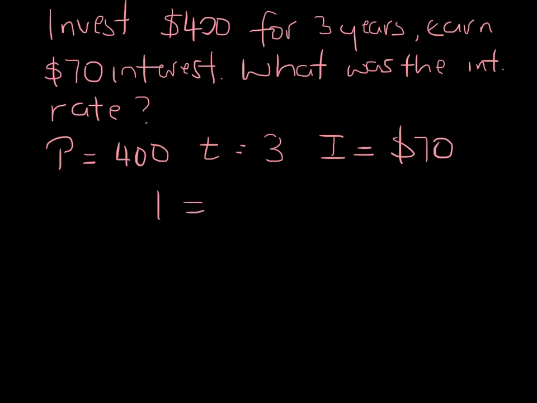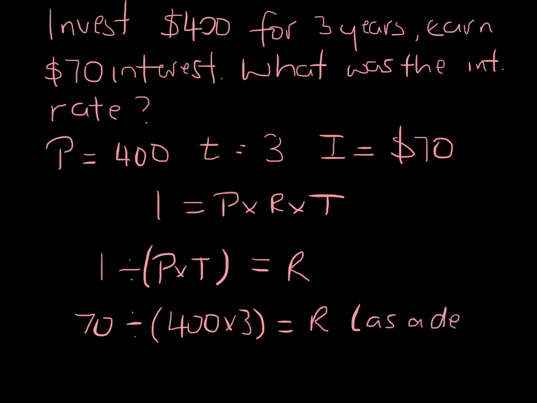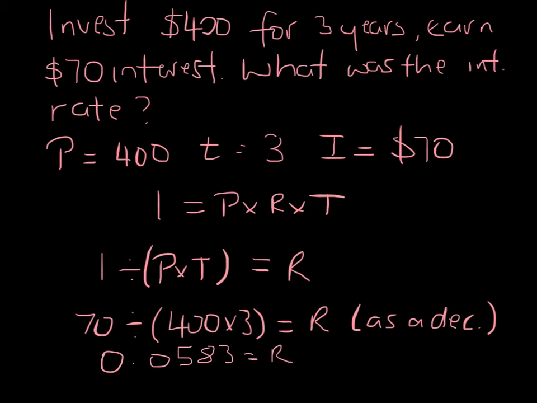So I equals P times R times T. So I divided by P times T equals R. Substitute in 70 divided by 400 times 3 equals R as a decimal. And you get 0.0583 equals R, which ends up being, timesing by 100, 5.83%.